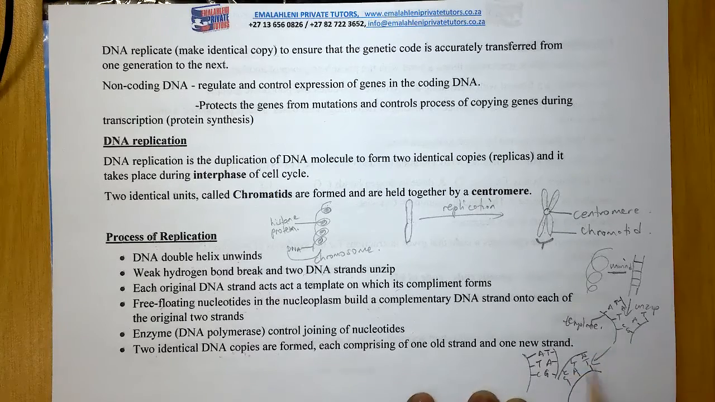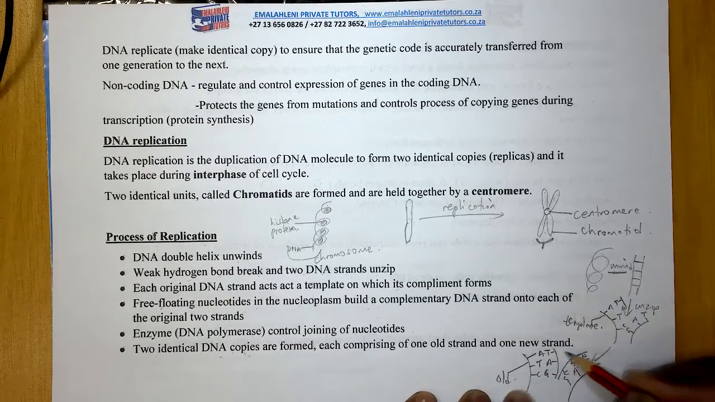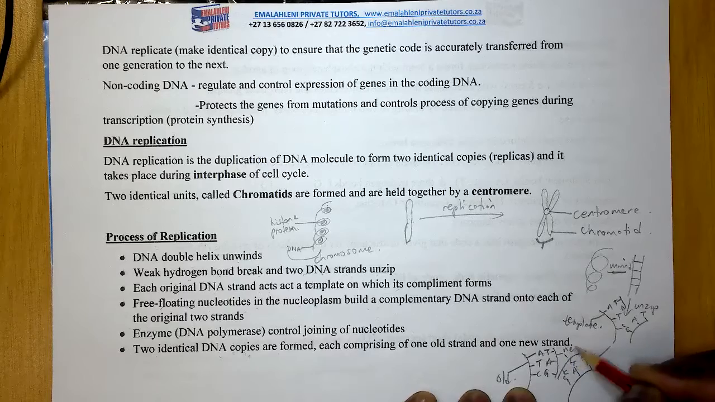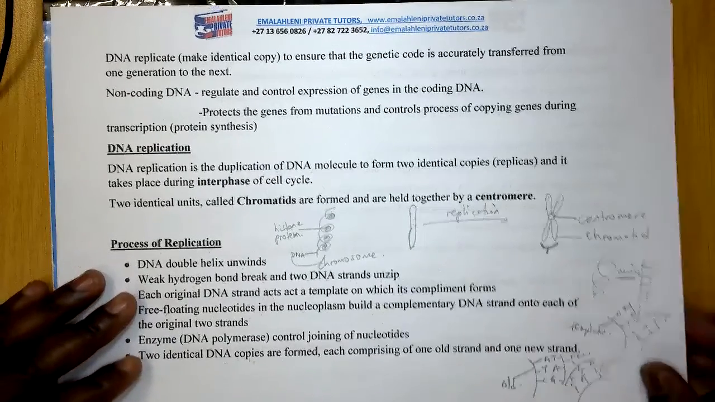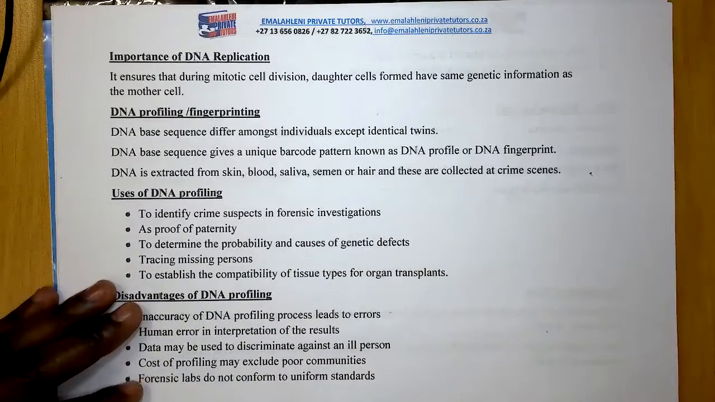So you can see that these two are actually identical. That's what we're having here. So this one is the old strand, and these two are the new strands. So in the end, we have got two identical DNA strands. Okay, let's move on to the next chapter.